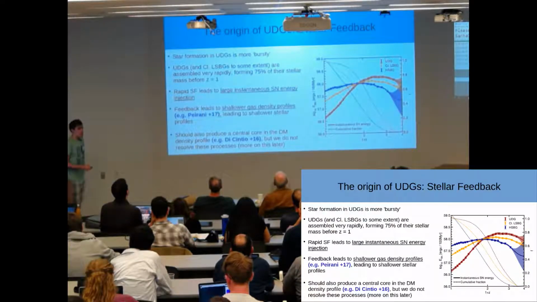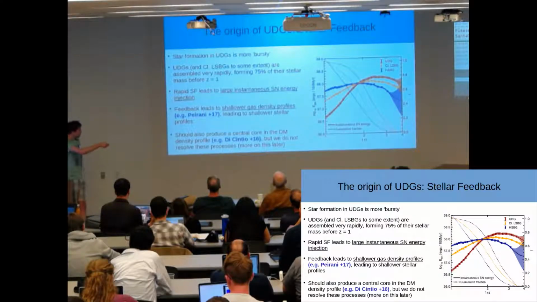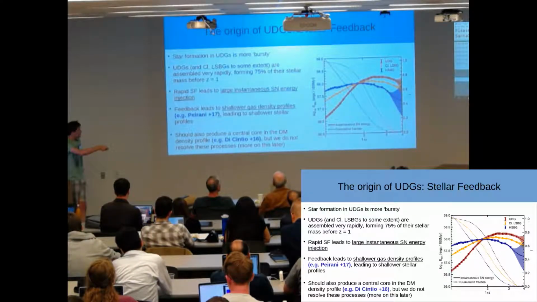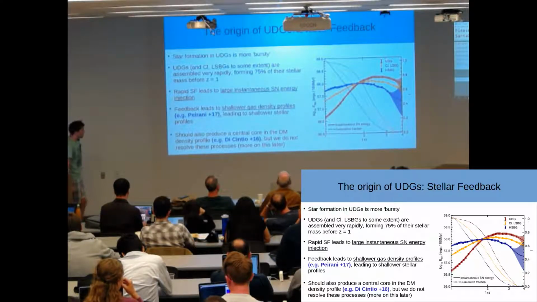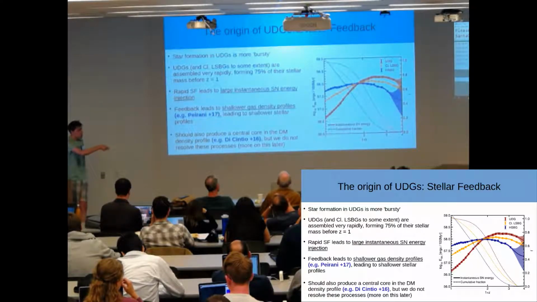So part of the story is that the star formation histories of LSBs, and particularly UDGs, are much more bursty than high surface brightness galaxies. UDGs form most of their stellar mass before redshift 1, about 80%. Because you have quite rapid, bursty star formation, this is going to lead to a large instantaneous injection of supernova energy.